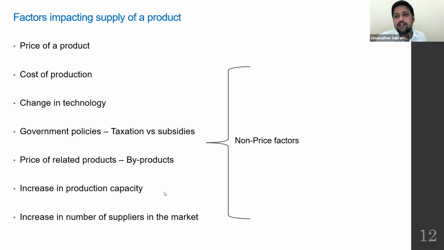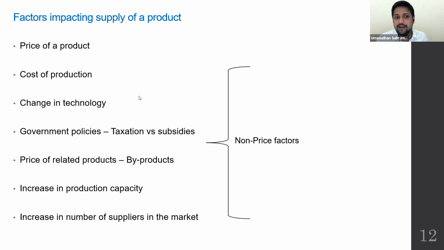Now, the higher the production capacity, the higher the supply, and vice versa. An increase in the number of suppliers in the market would have a positive impact on the supply in the market. So again, you need to understand these factors can be classified into price and other factors. These are the other factors which can have an impact on the supply of a product.